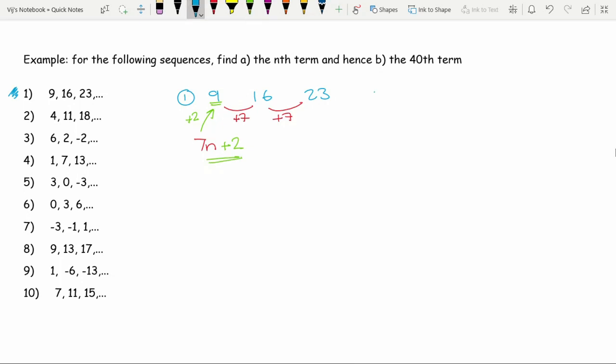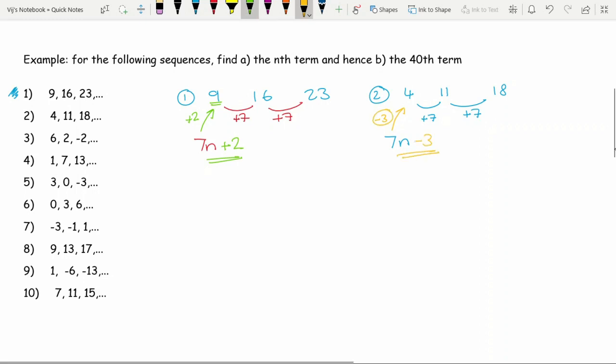For number 2, I've got 4, 11 and 18. So again, I work out the difference, and the difference here is plus 7 again. So I'm going to have 7n, and then I need to have a look at what I need to do to go from 7 to 4, where I need to take away 3. So then I've got minus 3, and there is the nth term formula.